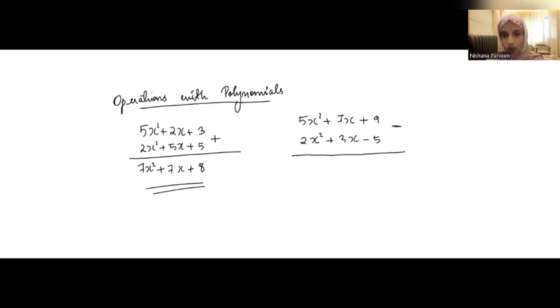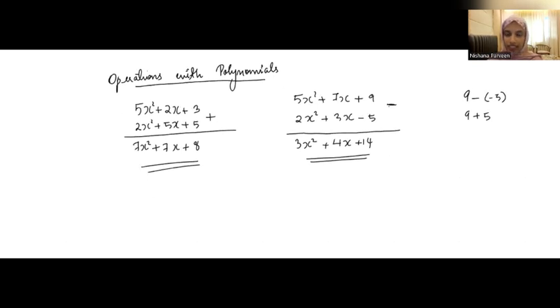Okay, so 5x squared minus 2x squared. 5 minus 2 is 3, right? So I'll get 3x squared. Next comes 7x minus 3x, which will give me 4x. Okay, then 9 minus of minus 5. 9 minus of minus 5. So 9 plus 5. Got it? So I'll get 14. Did that make sense? This is how you will be doing it.